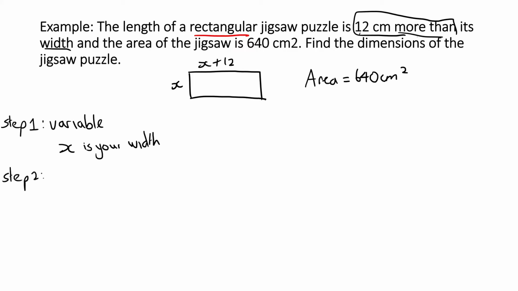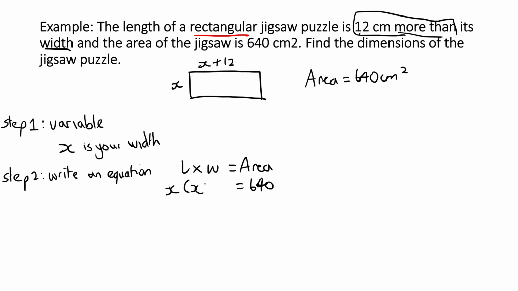Step 2, write an equation. So how do you find the area of a rectangle? Area of a rectangle is length times width. They tell you the area is 640. Your length times your width, so your x times x plus 12, and that will be your equation.